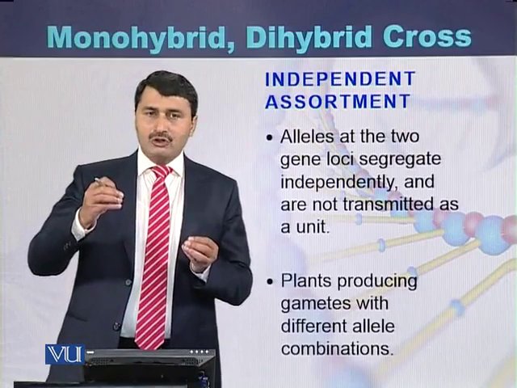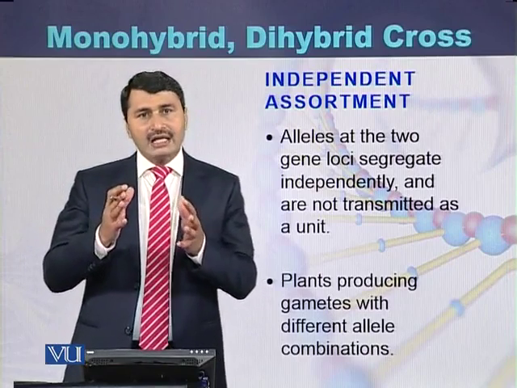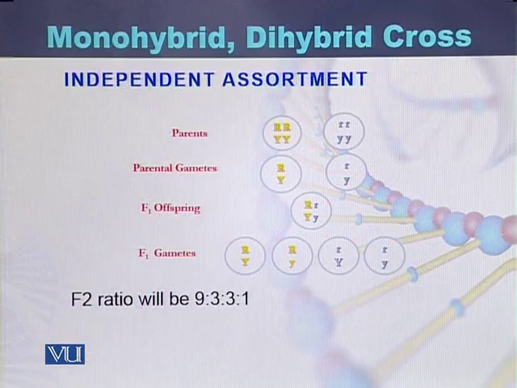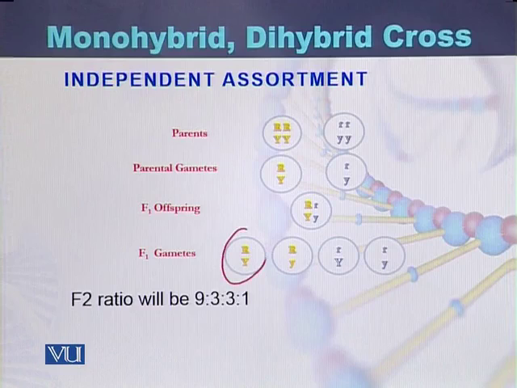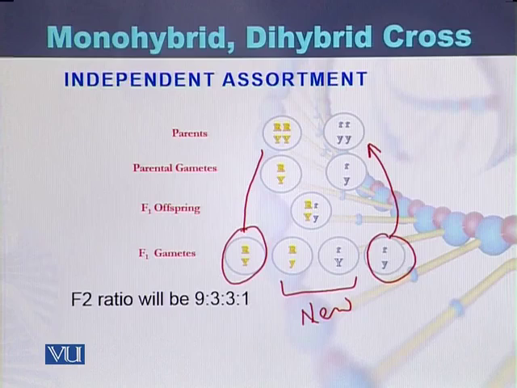it states that the gene loci at two different positions will segregate independently. They will not be inherited as a unit. If this is the case, then two types of the gametes will be exactly like the gametes of the parents, while two new types of gametes will be produced as a result of independent assortment. If we take the example, this is a gamete like the parental gametes, this is a gamete that is also like the parental gametes, but two new types of gametes will be produced during the process of independent assortment.